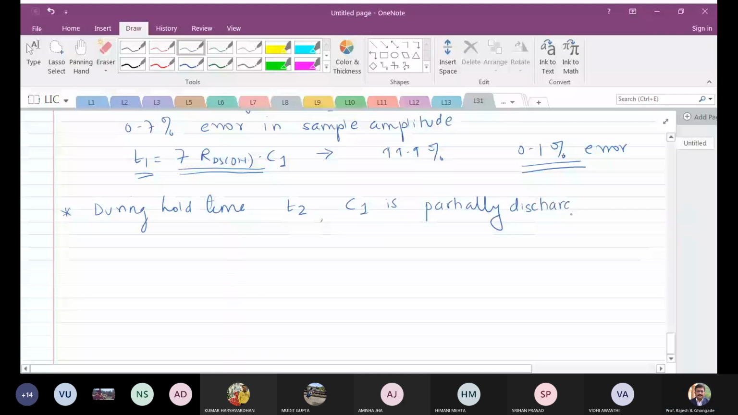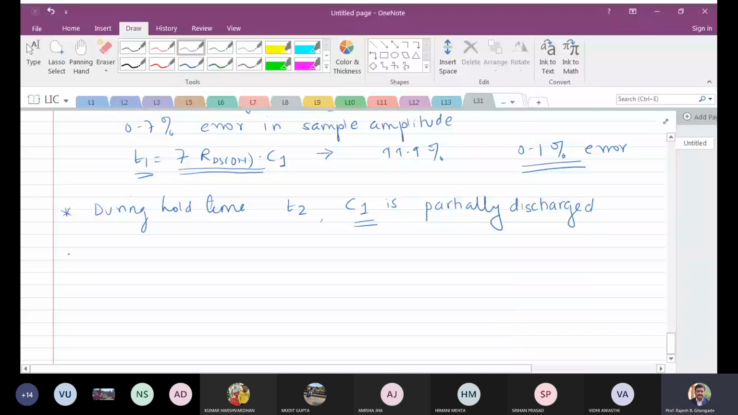Okay, and we can use the same equations as that of the peak detector to find out how much it is going to discharge, and correspondingly we can use the same equations for calculation of the value of C1. We've already done this.